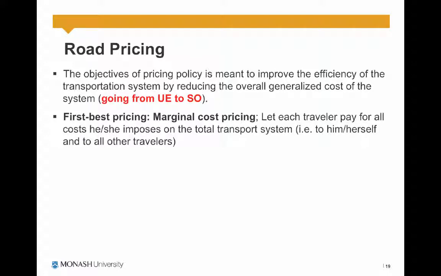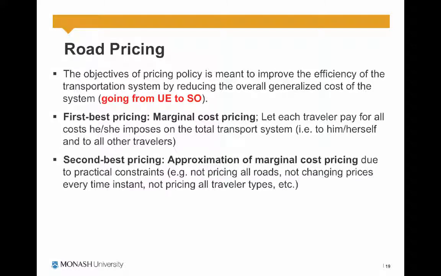We have two types of pricing. The first one is called first best pricing or marginal cost pricing, in which we let each traveler pay for all the cost he or she imposes on the total transport system. The other idea is second best pricing, which is an approximation of marginal cost pricing due to practical constraints: we can't really price all the links in the network, we can't change the price every time interval, or we can't really impose price on all travelers. Because of that, we approximate the marginal cost a little bit, and then we use it as second best pricing.